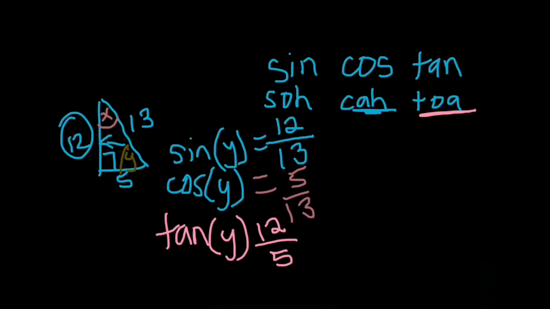So that is it. Those are the trigonometry basics for the ratios of sine, cosine, and tangent. And the acronym to remember it is SOHCAHTOA. For sine, it's OH, opposite over hypotenuse. Cosine is adjacent over hypotenuse. And then tangent is TOA, which is opposite over adjacent.